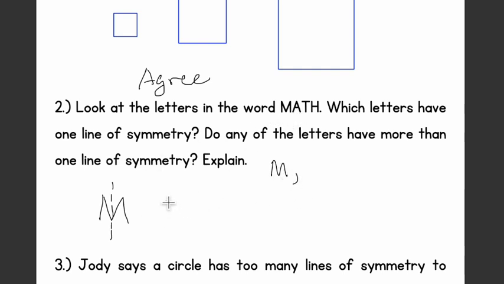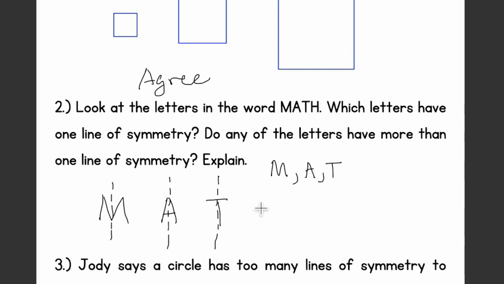Then let's look at A. A also looks like it has one line of symmetry down the middle right here. So this side looks exactly the same as the other side. So A. Now let's look at T. T also has a line of symmetry going down the middle. So this side is the same as this side.